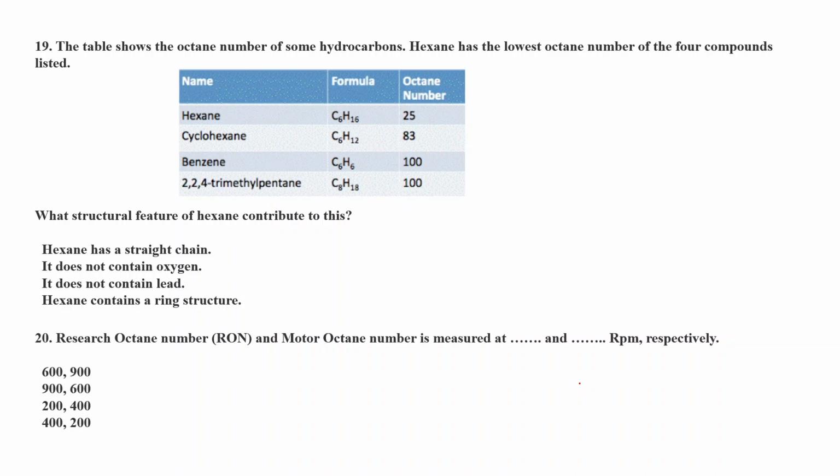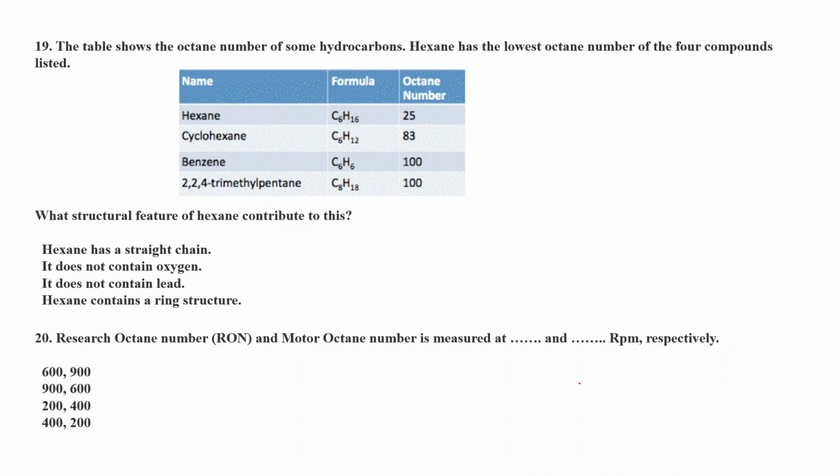Coming on to the next question, which is: the table shows the octane number of some hydrocarbons. Hexane has the lowest octane number of the four compounds. What structural feature of the hexane contributes to this? Hexane has a straight chain. It does not contain oxygen. It does not contain lead. Hexane contains a ring structure. So the containment of the oxygen or lead does not affect the octane number.